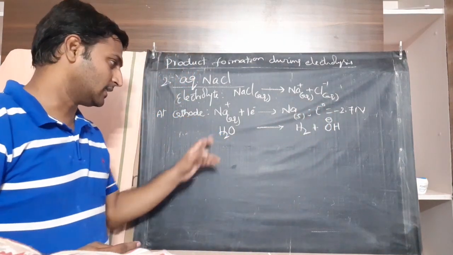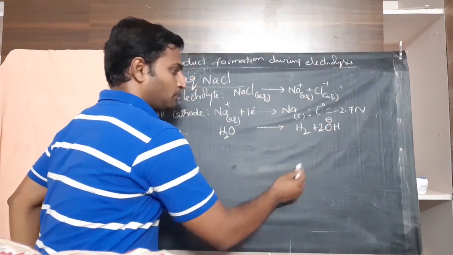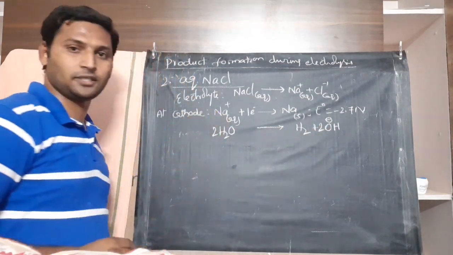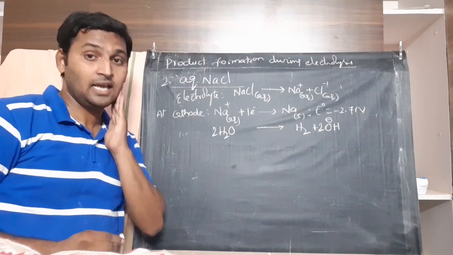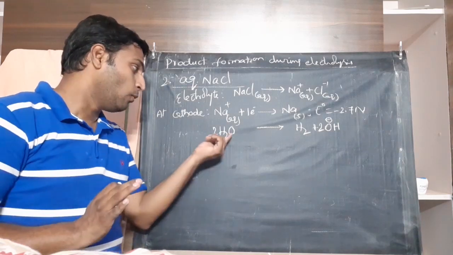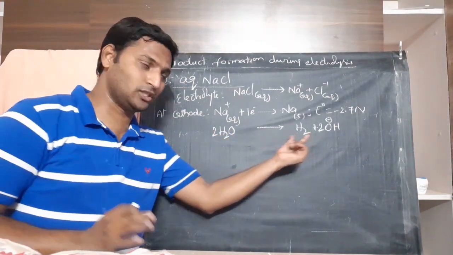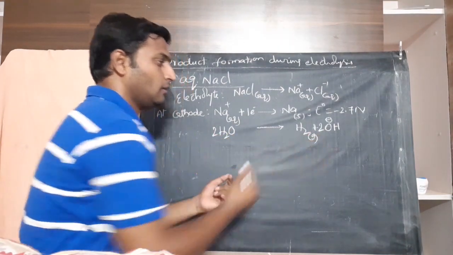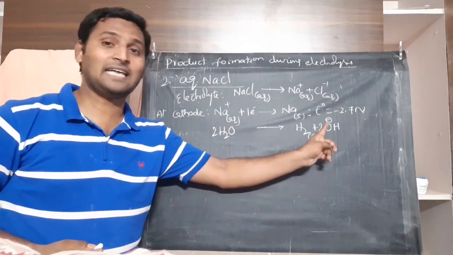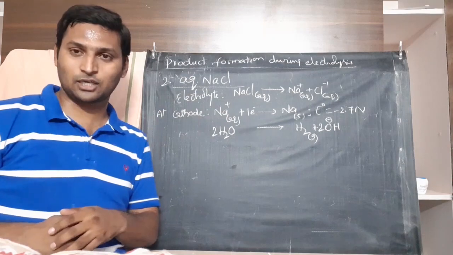Let us balance it. 2 hydrogens here, but 2 plus 1, 3 hydrogens here. So let us put 2 here, then 2 moles of water. Balanced, right? Now what about the number of electrons? First understand, when water undergoes reduction, the product of reduction of water is hydrogen gas and the byproduct is hydroxyl ions. That is clear, right? Now let us understand how many electrons are involved.